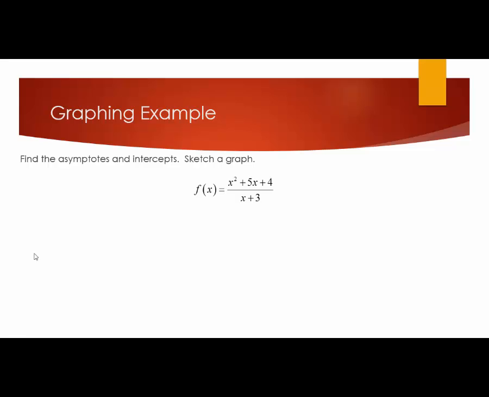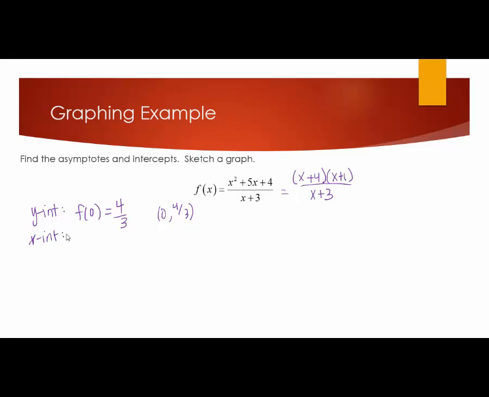Let's try this one. I want to, again, find asymptotes and intercepts and sketch a graph. So let's start with a y-intercept as we've been doing. F of 0 is going to be 4/3. These are going to be 0. This is going to be 0. So (0, 4/3). If you want to factor this, we may need that later.